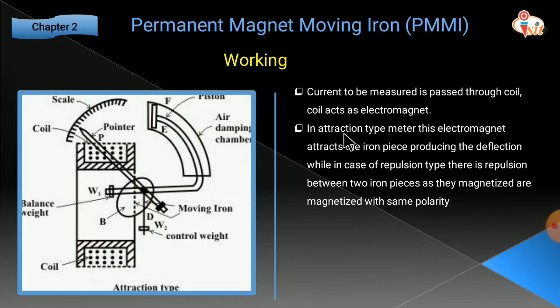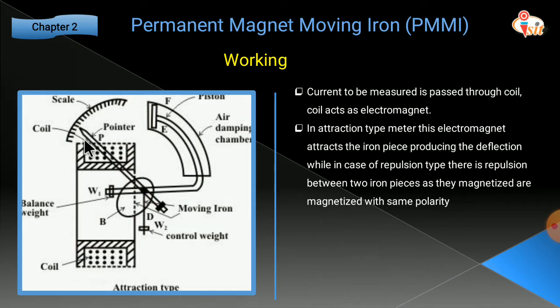In the attraction type meter, this electromagnet attracts the iron piece. This coil attracts the iron piece and the pointer starts deflecting. While in the repulsion type, there is a repulsion between two iron pieces magnetized with the same polarity. Here we are using the attraction type, so once the coil produces an electromagnet, this iron piece is attracted towards it and the pointer will start deflecting.